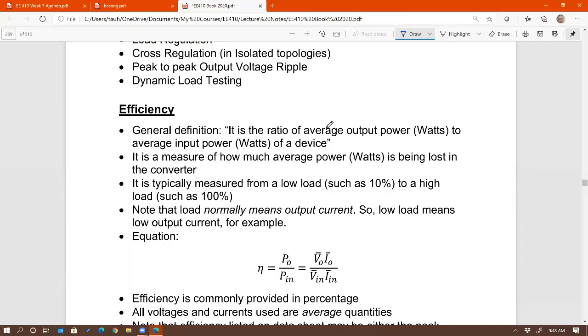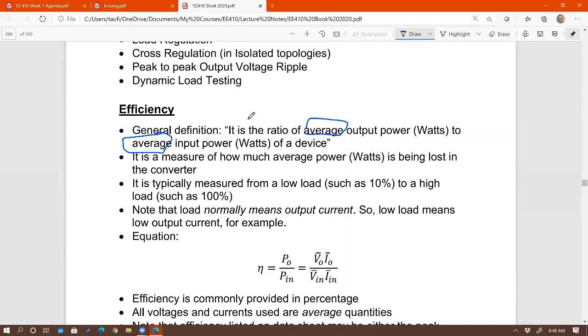Notice the keyword average, okay? Average power, both at input and output. So you need to measure or calculate average power at input and at output of the device, in this case, DC to DC converter. It is a measure of how much average power is being lost in the converter.